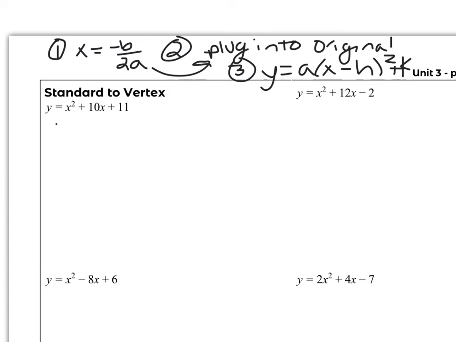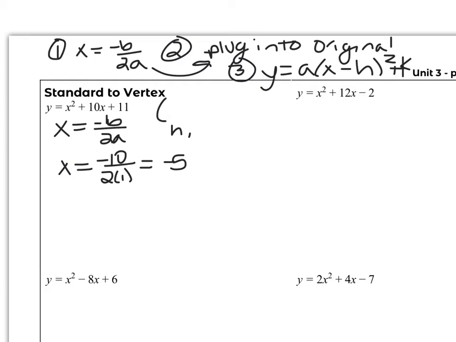So first I'm going to find x equals opposite b over 2a. If that sounds like a little bit of the quadratic formula, it is a piece of the quadratic formula. So x equals negative 10 over 2 times 1. So that would give me negative 5. This is going to be the x value of my vertex.